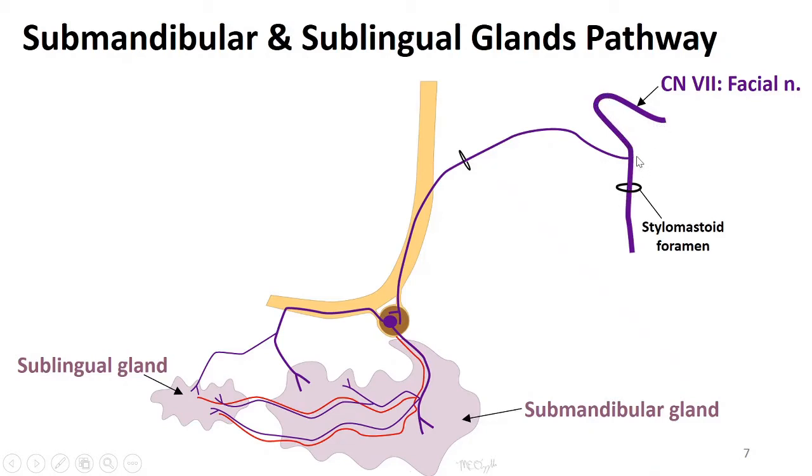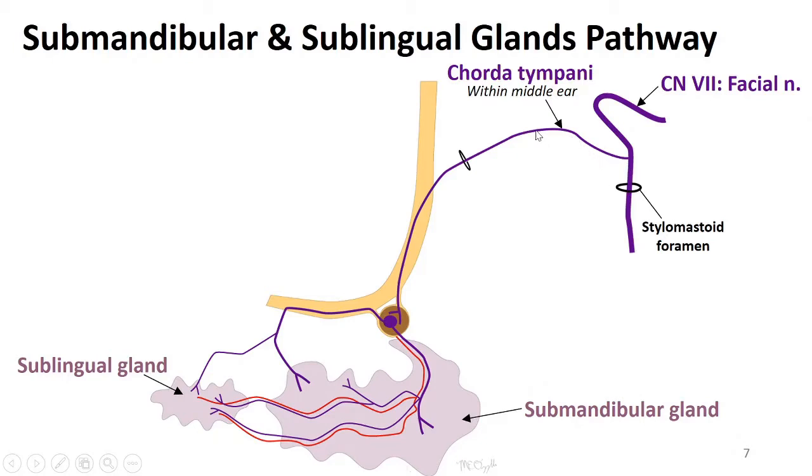And then we know a large portion of the facial nerve will exit the temporal bone through the stylomastoid foramen. And this is where we see our 5 branches that innervate the muscles of facial expression. But within the middle ear, we see a branch coming off. Now, which branch is related to these glands? That is the chorda tympani.